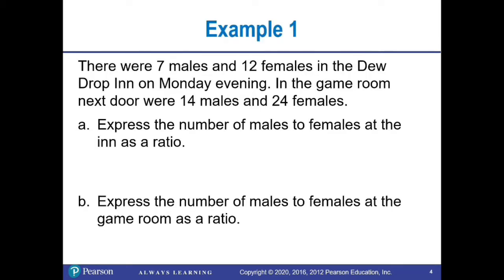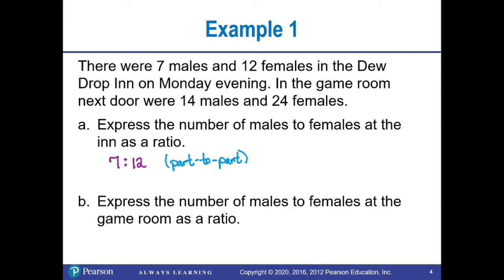Let's suppose there are 7 males and 12 females in the Dewdrop Inn on a Monday evening. In the game room next door, there are 14 males and 24 females. Part A asks us to express the number of males to females at the inn as a ratio. Well, there are 7 males, use a colon for the ratio, and 12 females. This is a part to part ratio.